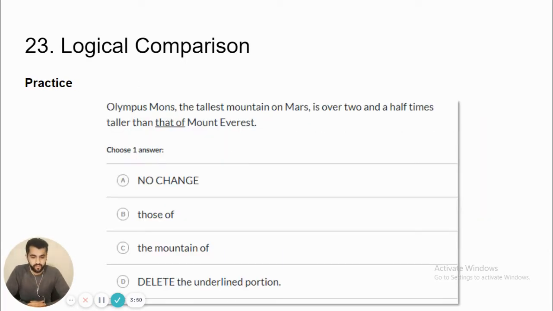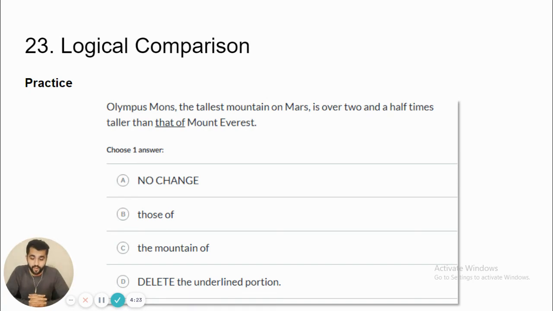Olympus Mons, the tallest mountain on Mars, is over 2.5 times taller than that of Mount Everest. So here we are comparing Olympus Mons, a mountain, with something of Mount Everest, which is also a mountain, right? Which doesn't make sense. You should compare a mountain with a mountain or something of a mountain to something of a mountain, right?